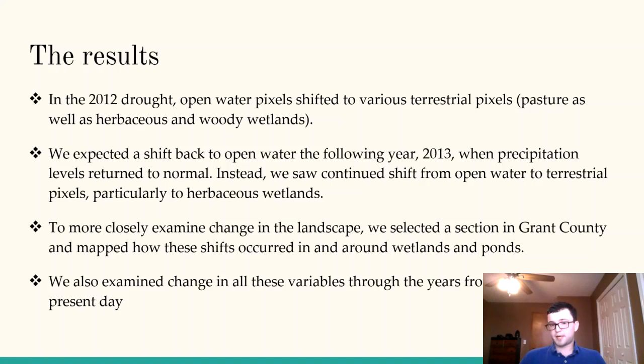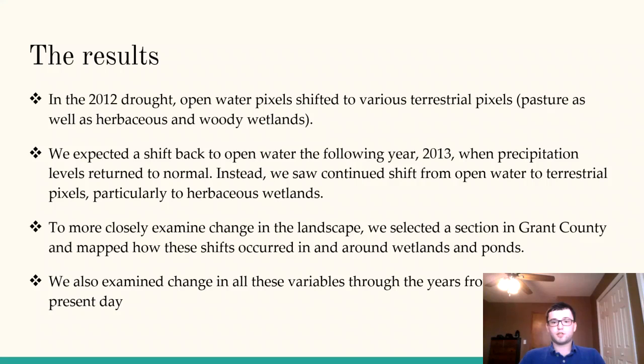We expected to shift back to open water the following year in 2013 when precipitation levels returned to normal. Instead, what we saw was a continued shift from open water to terrestrial pixels, particularly to herbaceous wetlands. So again, what we saw from 2011 to 2012 and then 2012 to 13 was a continued drying pattern. And so we saw some of these lowlands and some of these lakes continue to get drier.